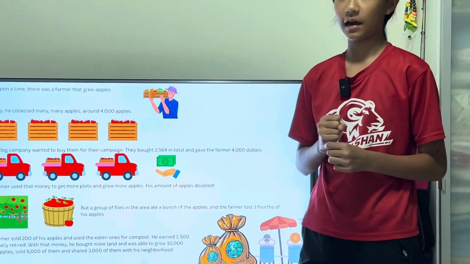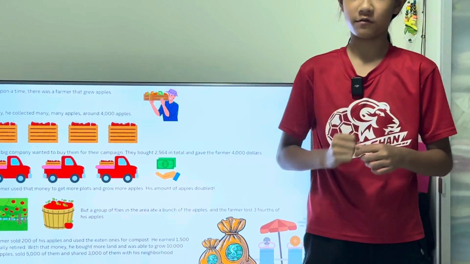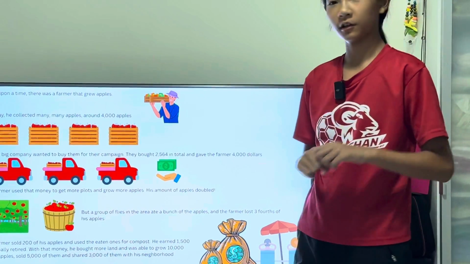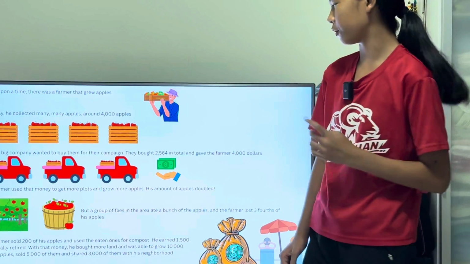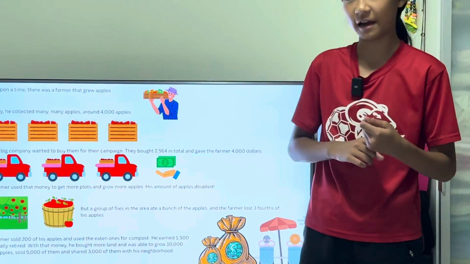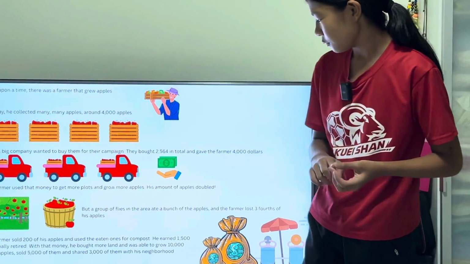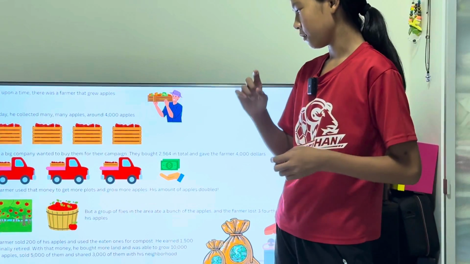But then a group of flies in the area ate up all of the apples and left him with only 1/4 of his apples left. Even though he lost a lot of his apples, he stood strong and sold 200 of that 1/4, and used the eaten ones for compost to help his other apples grow stronger and faster. With that 200 apples, he earned $1,500 and retired.